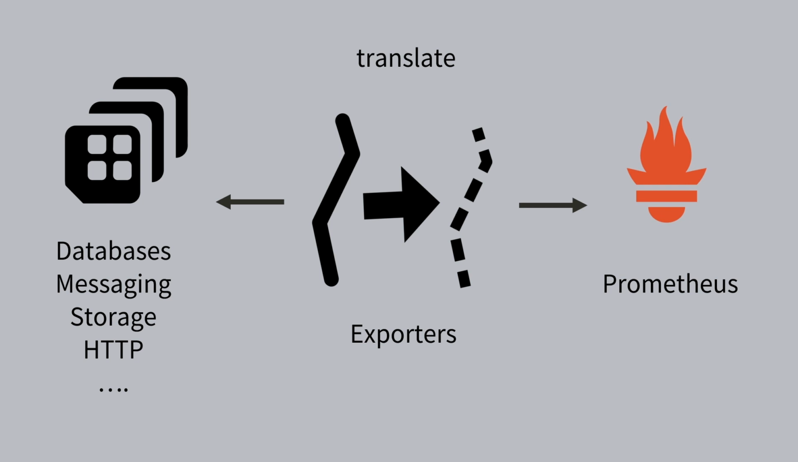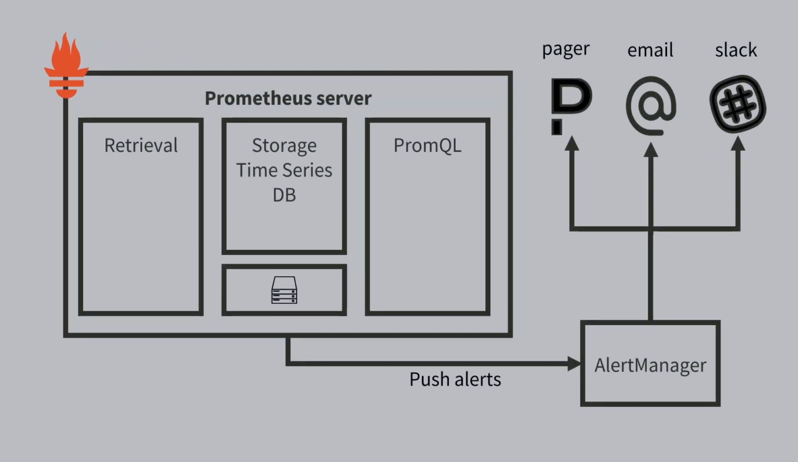We can also configure Prometheus to calculate alerts based on collected data. If there are any alerts firing, they will then be sent to a component that we call AlertManager, which does final aggregation and dispatching of alert messages to email, Slack, PagerDuty, and so on.